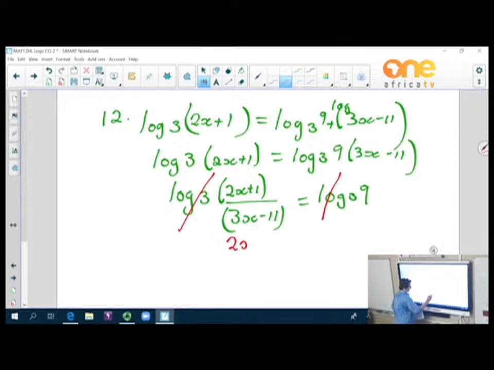So it is then 2x plus 1. And this becomes then 27x. I multiply with the LCM, minus 99. And if we solve this now, I have x is equal to 4. X is equal to 4.